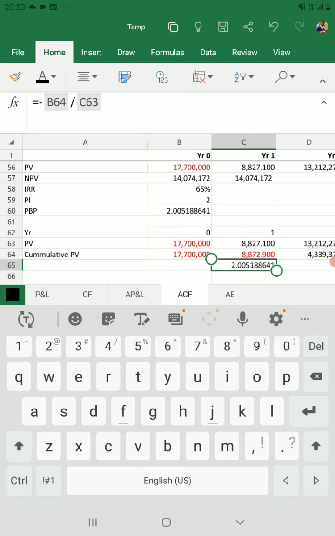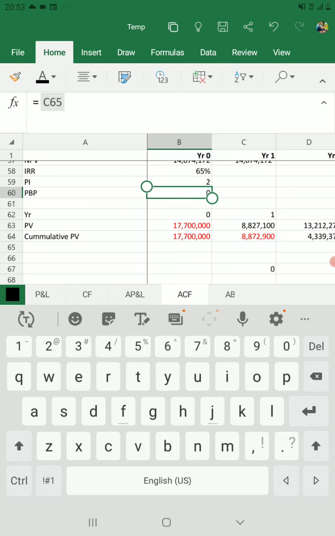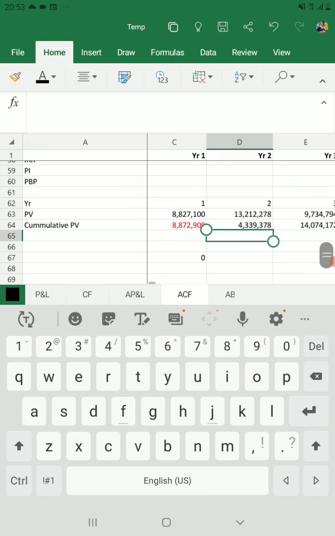Okay, so let me delete this first, and payback period here. Let us also clear this. Now I'll put the formula from year 1. I'll put the formula from year 2 here, because here is where there is a break even between year 1, where we have a cumulative negative PV, and year 2 where we have positive PV.